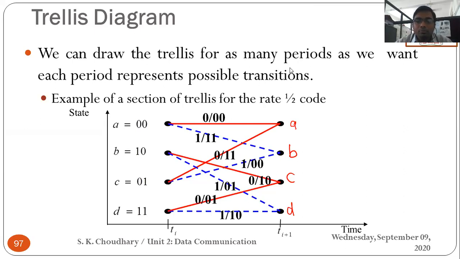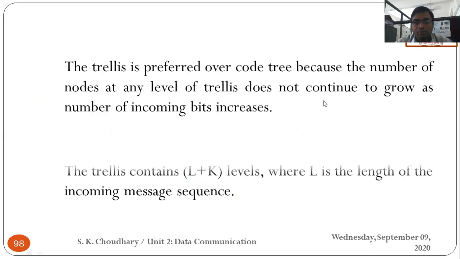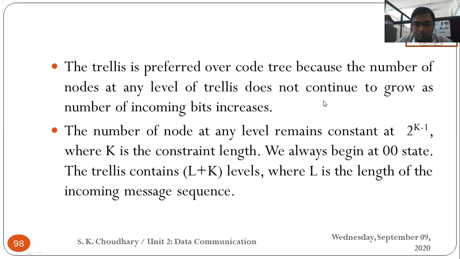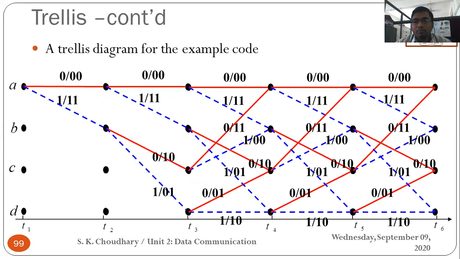Now we come to the encoding side. Because we have limited time for the lecture, we will move directly to how to do encoding. Remember that you have a trellis that contains how many levels? L plus K. What is L? L is the length of the incoming message sequence. For our example, we take a 3-bit message sequence, so L is 3 and K is the constraint length, which is also 3. So a total of 6 levels is possible.